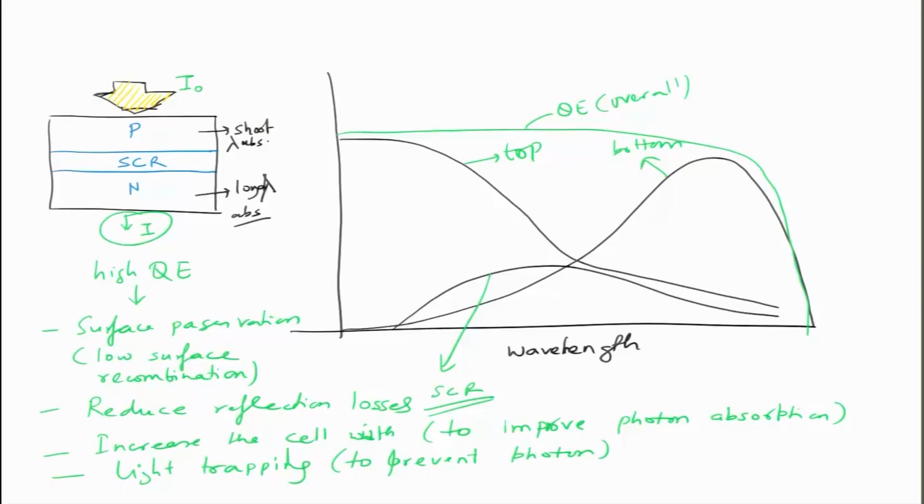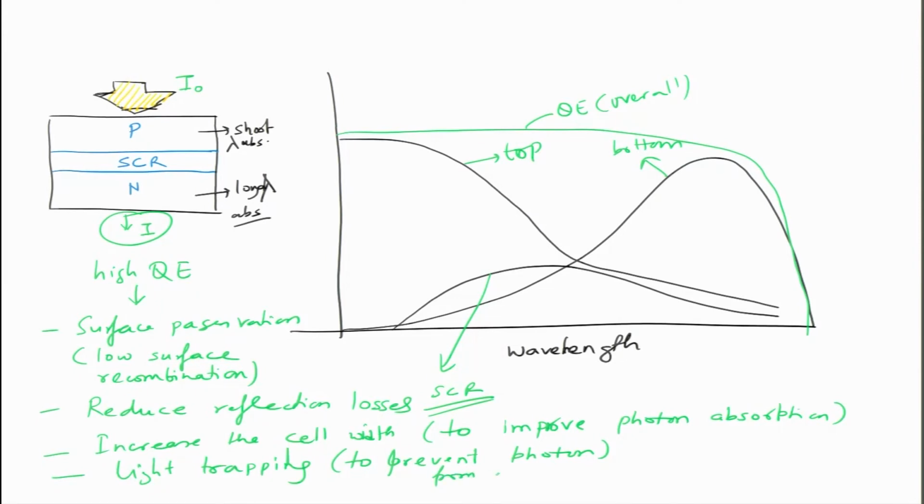such as by doing surface passivation. So even if you absorb, let us say 100 photons, the carriers are going to be recombined at the surface. So you want to passivate the surface to prevent that. You want to reduce the reflection losses so that you capture all the photons. You increase the cell width, so again you capture as many photons as possible, and then you do light trapping strategies to prevent the photons from escaping. Okay. So these are the techniques that we generally follow as far as methods of quantum efficiency improvement are concerned.